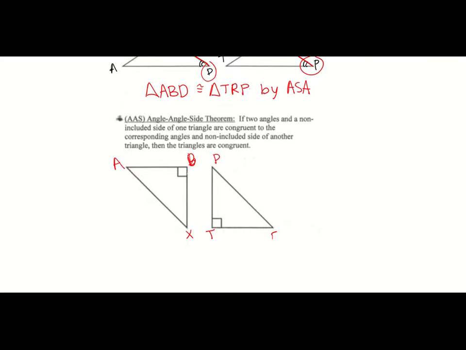We are given that this angle is congruent to this angle, and our sides here are congruent. We can see that we have two angles here, and if we were looking at our included side, that would be side AB, and TS. But in this case, it's a non-included side, which is BX. It does not connect our two angles together, and PT. So this is an example of angle, angle, side.